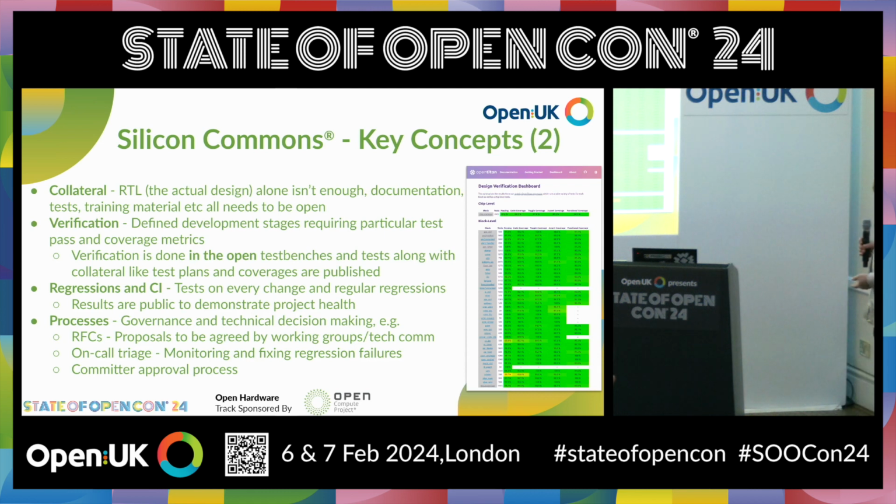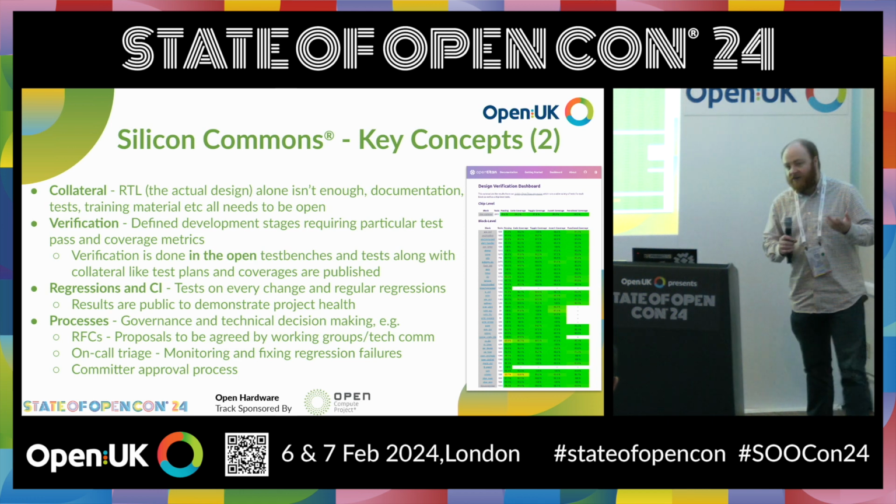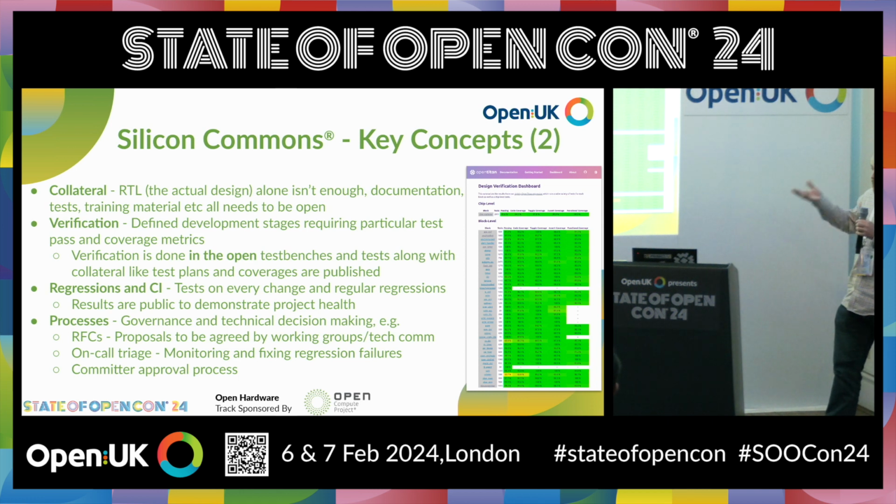Other key concepts, so I've been talking about collateral. By this, I mean things like documentation, tests, training material, all of this kind of stuff. When you're trying to say that my open silicon design is credible, people are going to be looking at a DV. Where's your test plan? Where's your coverage plan? It's very useful to be able to point to those things.